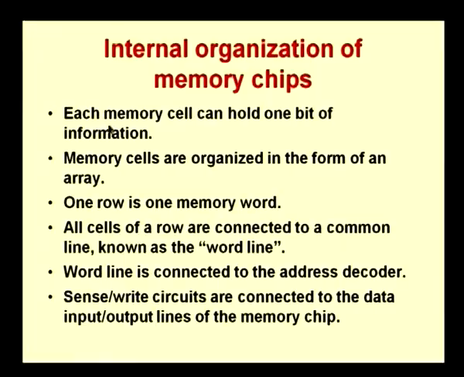To just recap whatever I said just now, each memory cell will have one bit of information and the memory cells are organized in the form of an array. So, one row is one memory word. All cells of a row are connected to a common line which we call the word line. The word line is connected to the address decoder, and the sense or write circuits are connected to the data input output lines of the memory chip.